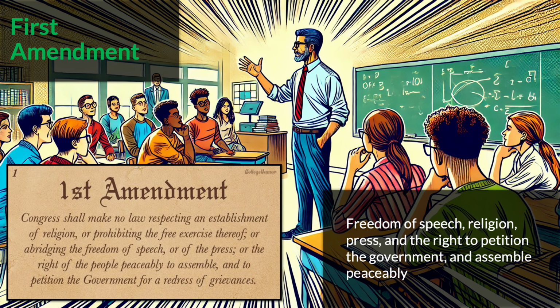These rights are critical in schools, where students and teachers alike have the freedom to express their opinions, so long as it doesn't disrupt the learning environment. For example, a student wearing a T-shirt with a political message is generally protected under the First Amendment, provided that it doesn't cause significant disruption to learning or interfere with the educational process. Now let's take a closer look at how the First Amendment operates in schools.